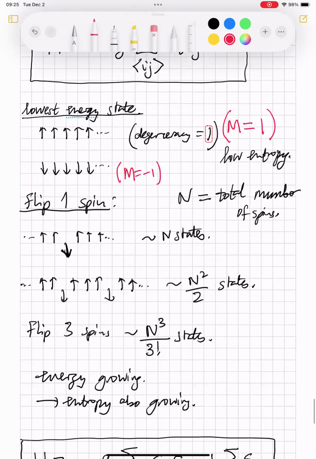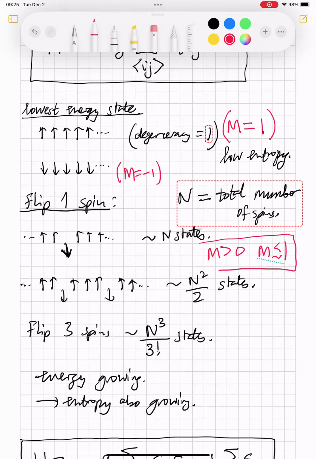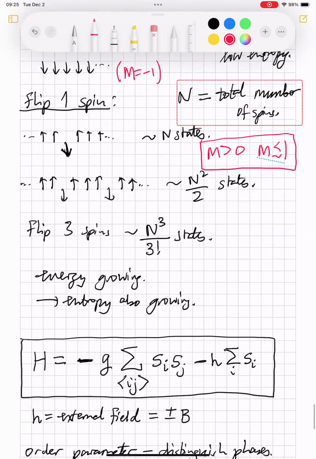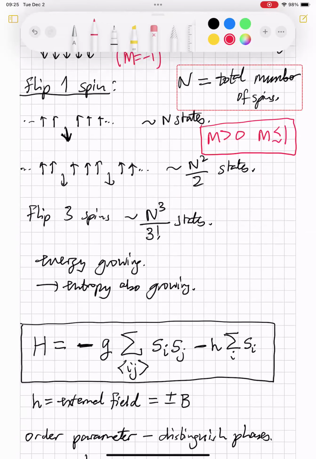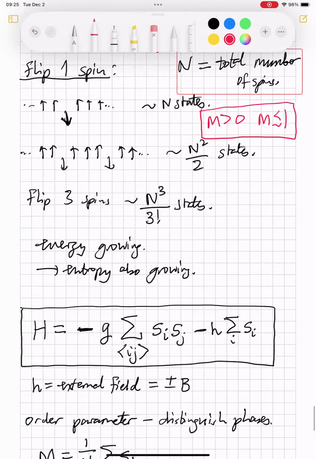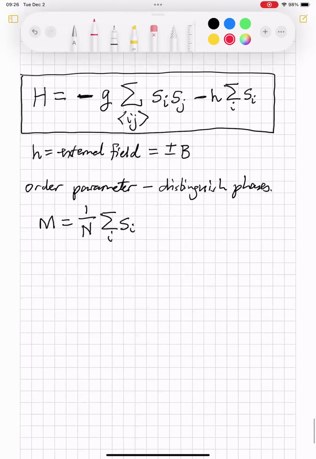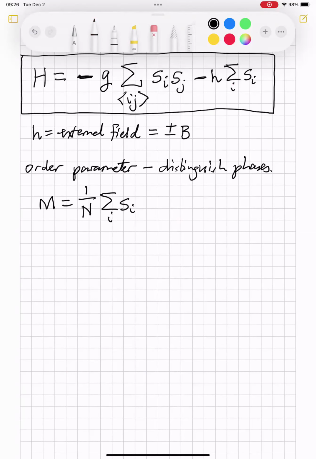Now, for this state, M is positive. But for all of these states, M would be positive, but just less than 1. So let's write M is less than or approximately equal to 1. And as we start to flip more and more spins, the magnetization gets smaller and smaller. If we went all the way up to a very large entropy state, that would be something with half of the spins pointing up and half of the spins pointing down, and that would just have a magnetization of 0. So now let's draw a plot summarizing some of this physics.